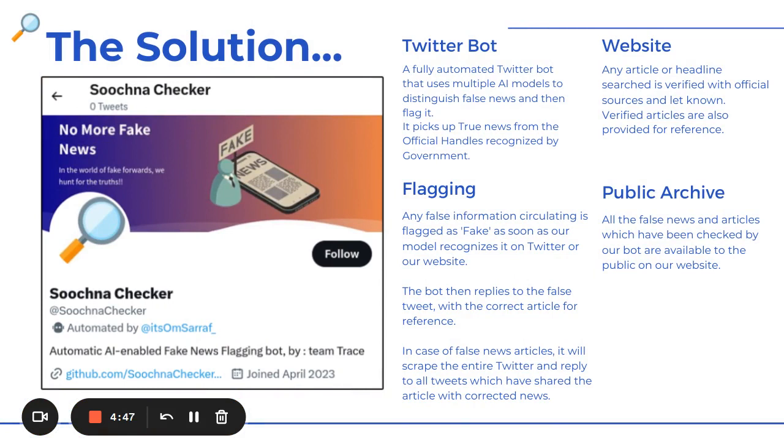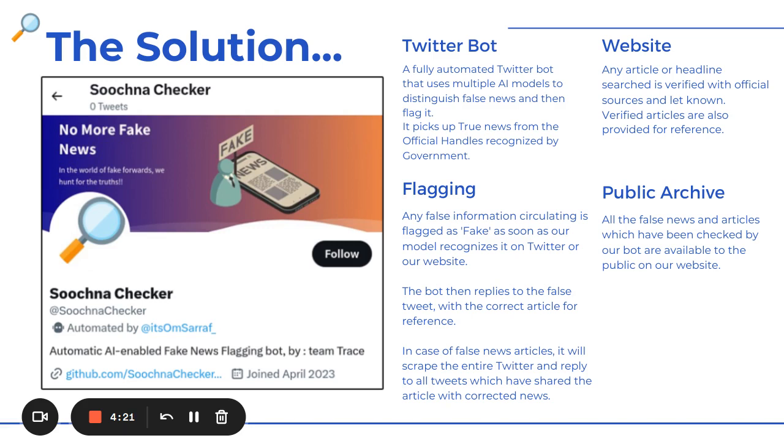On the website, you can upload any article or headline and the AI model will check whether it is true or false. How does it check? It will extract the keywords from the news article and the headline and scrape the internet for the same. It will take news articles from verified handles, match the keywords and facts, and check the factuality of the news, that how much percent is true or false.